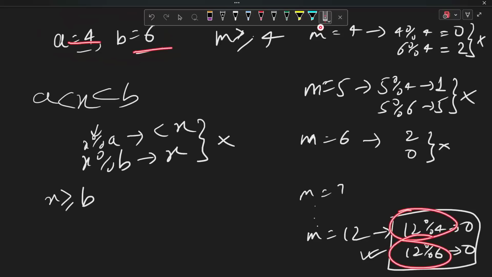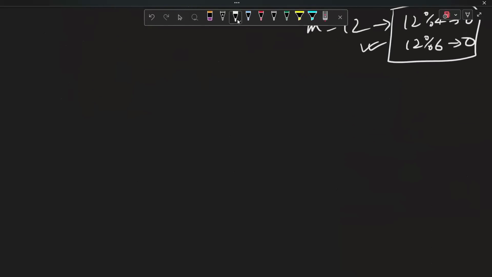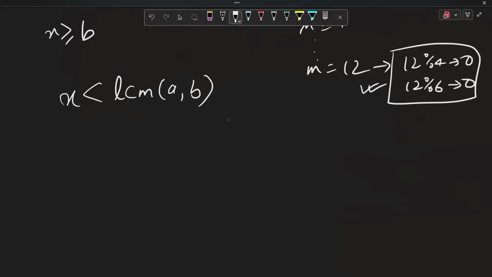Like 4 and 6, their LCM was 12. So at 12, we would get the remainder with 4 and 6 both as 0. But whenever you are below the LCM, if you are saying that the remainders of 4 and 6 are equal, let's suppose I say that LCM is not my answer. One thing you can understand is that LCM can surely be my answer. Both would be 0.